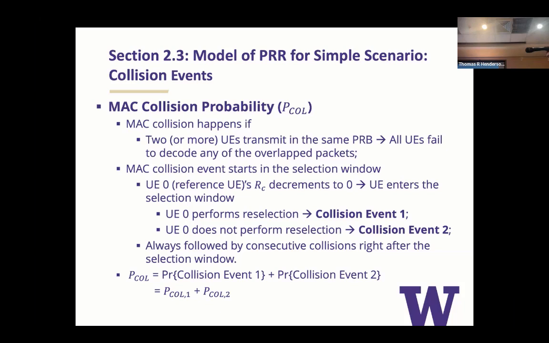When a MAC collision happens in the selection window, it is always followed by consecutive collisions, and we will talk about that later in more detail. So the total MAC collision probability in the selection window will be the sum of two collision probabilities. We denote the probability that collision event 1 happens as Pcol1 and the probability that collision event 2 happens as Pcol2.